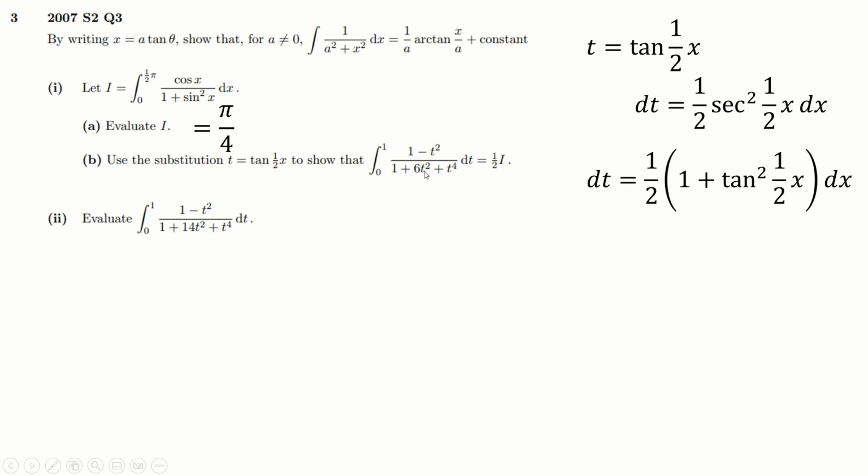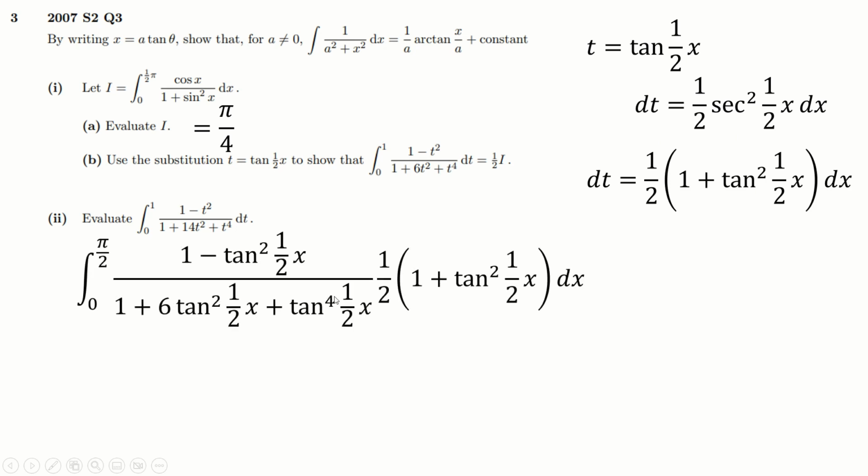And now all of these t's can become tan of half x's, just like this. And now what I'm going to do is pull this half out to the front. By the way, sorry, the limits as well. So when t is 1, you get 1 is tan of a half x. So arctan of 1 is a half x, which is pi over 4 equals a half x. Double everything to get pi over 2. And when t is 0, arctan of 0 is 0, so x will be 0. So that's just where those limits came from.